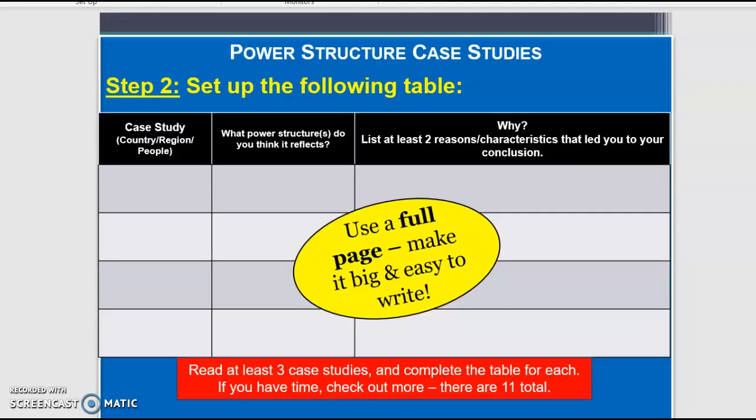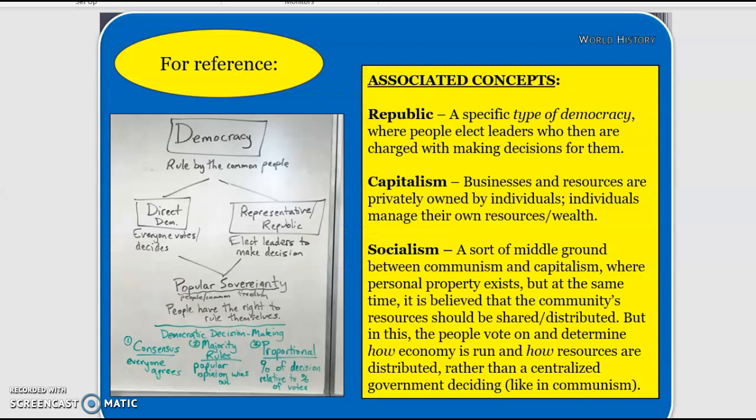So first thing you do before you look through the case studies is you set up a paper like this. So you want to do 3 to 4 case studies. If you want an extension, you can do more. You write down the name of the case study. So like one is for Athens. You read through it. If you need to look back at the reference pages to help you figure out what kind of power structure, if you're not sure, go back to these slides, right?